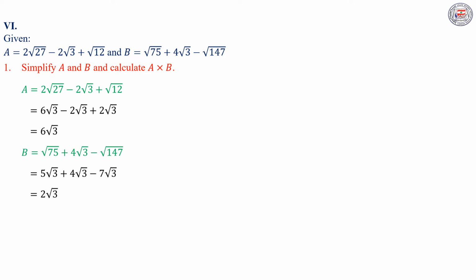So here we have used the method of chapter 1 in order to simplify the two expressions A and B. We still have to calculate A times B. A times B is equal to 6 radical 3 times 2 radical 3. Therefore, A times B is equal to 36.